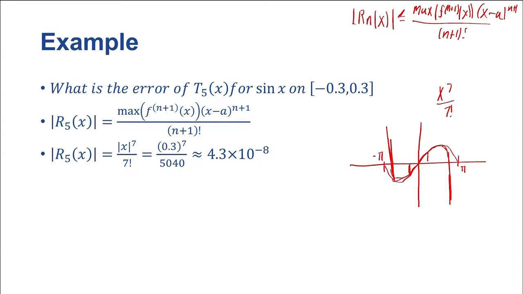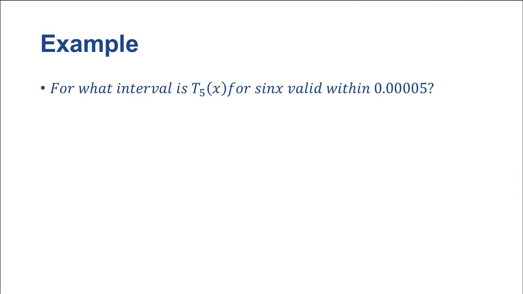So that is how we determine the error, but now we should go the other way around. So for what interval is this fifth order Taylor polynomial for sine x valid within 0.00005? Okay, so now we're going the other way. So now we need to set the error equal to 0.00005. We use a similar formulation. We get the magnitude of x to the 7th over 7 factorial is less than or equal to 0.00005. Okay, so now all that's left is some arithmetic, and then we can find x.